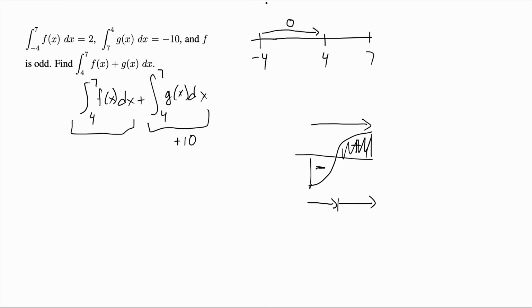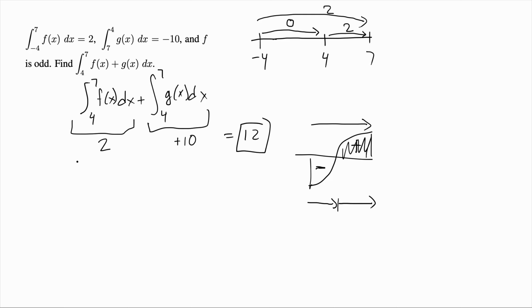But we're also given that from -4 all the way to 7 is 2, which must mean, since these things add together, that the integral from here to here must be 2. So, hey, that's 4 to 7. We're done, right? So really, we know we're going to have a 2 coming from here, and then a 10 coming from here. Added together will give us 12.